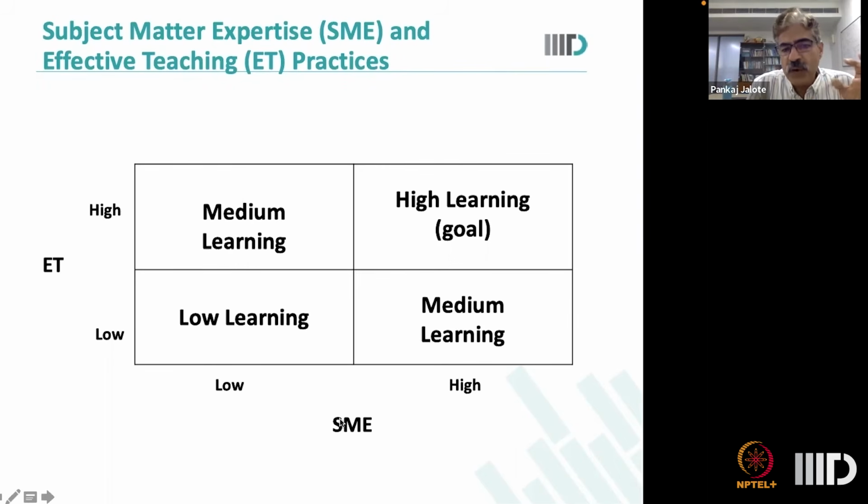But otherwise, if your knowledge is medium, if it is not that good, it is okay. You can apply effective teaching practices. Then at least medium level learning can happen, because at least the student can learn what you already know. So regardless of whether you are a subject matter expert or you have lesser knowledge, you can improve your teaching. Your teaching can become more effective if you apply effective teaching.